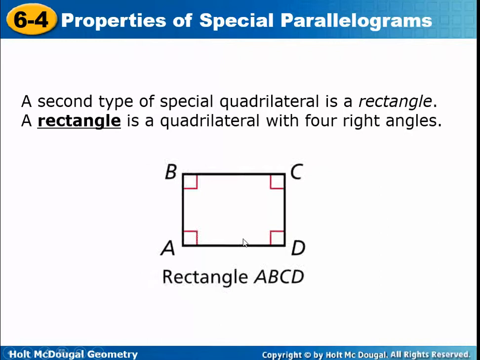Alright, so here's our first one, a rectangle. A rectangle is a quadrilateral with 4 right angles. That's the definition of a rectangle. It has 4 right angles and it's a quadrilateral. We name it with the word rectangle and then the 4 vertices of the rectangle. So rectangle ABCD is how you would call this.